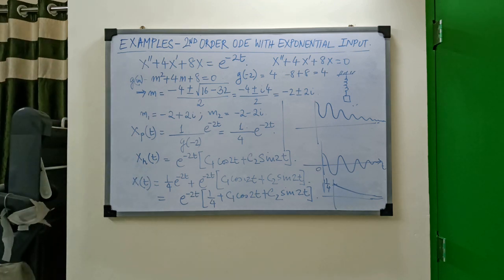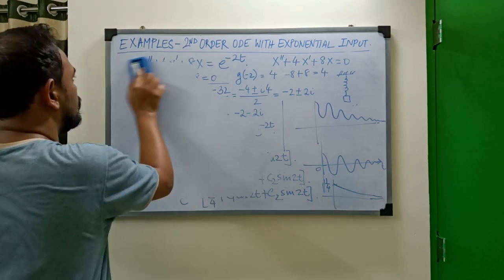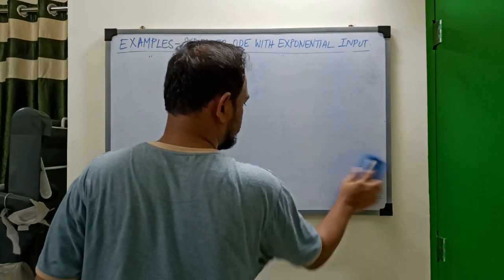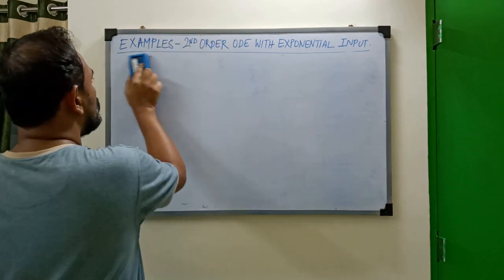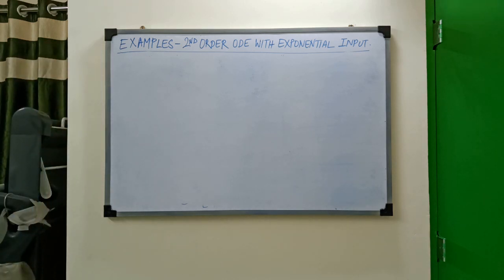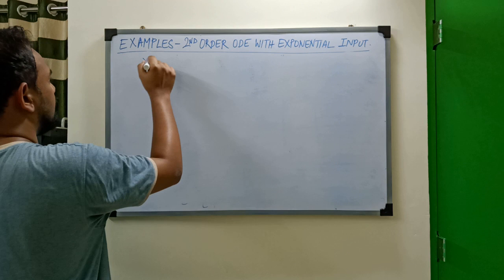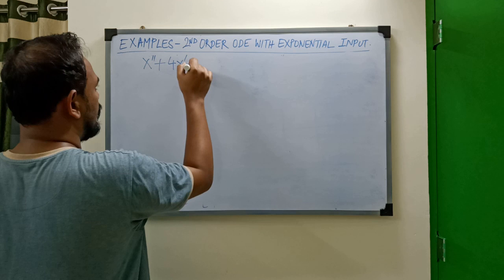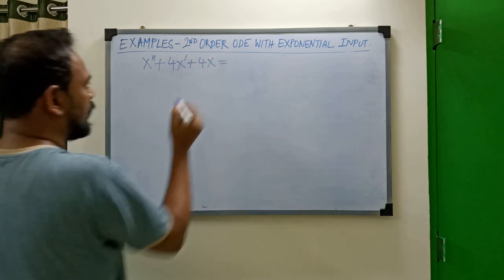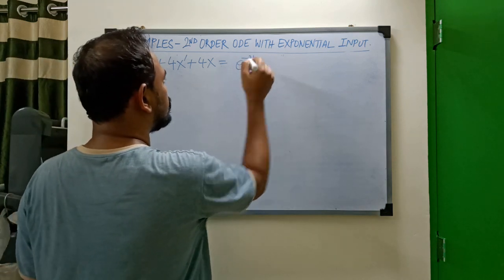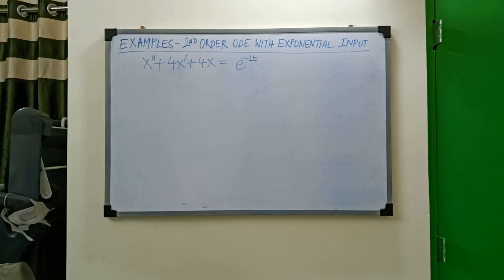We'll do one last example, and let's see where this goes. This is an interesting example where I modify the left-hand side of the previous problem just a little bit. I make this 4x, and I keep the same input as before, exponential input with the same rate of decay.